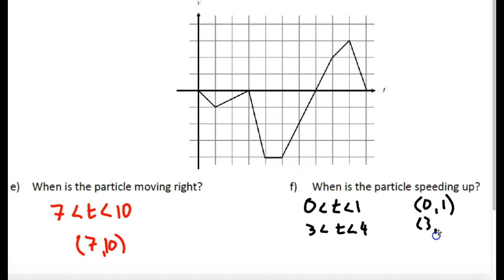And we can look for places where those are both positive as well. So on this interval here, my velocity is positive and my acceleration is positive because the slope is positive. So that's from 7 to 9.